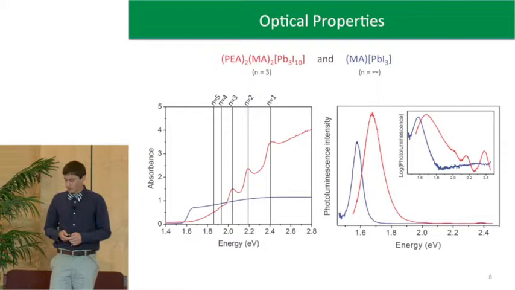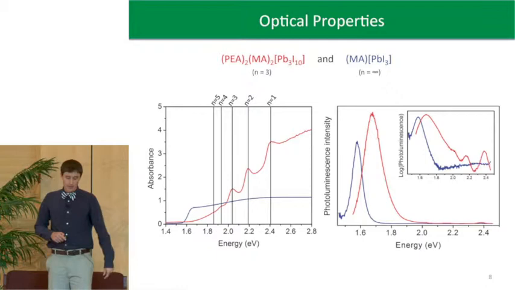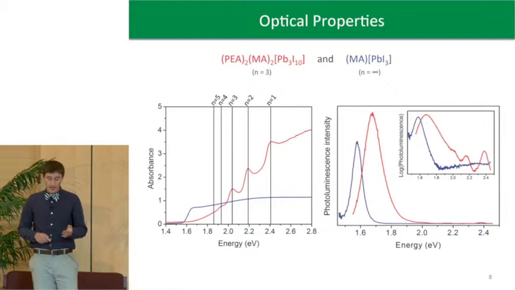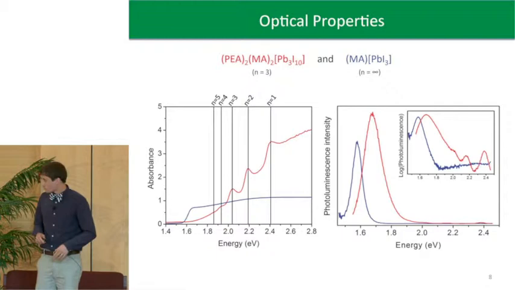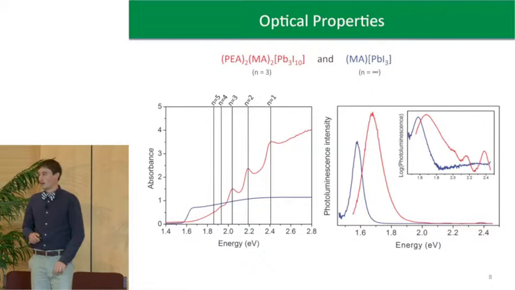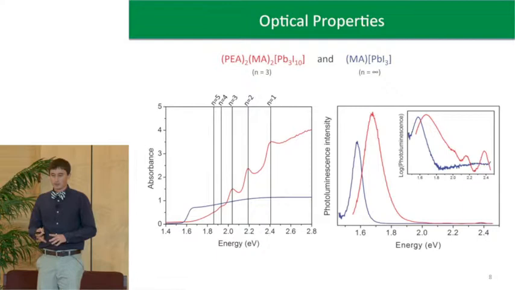The photoluminescence shown there on the right is important to know. The blue scan, which is the methylammonium lead iodide 3D perovskite, happens where it is reported in literature, at around 1.6 eV. My material's photoluminescence occurs at a slightly higher energy, around 1.7. So this is significant because you are getting a higher energy photoluminescence, which is what you would expect from a higher bandgap material.